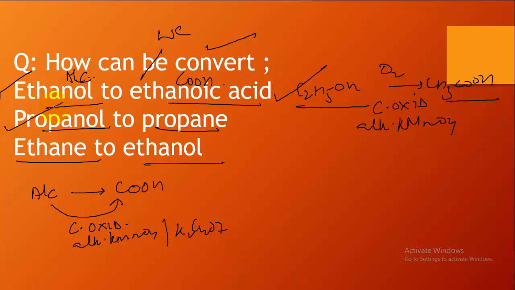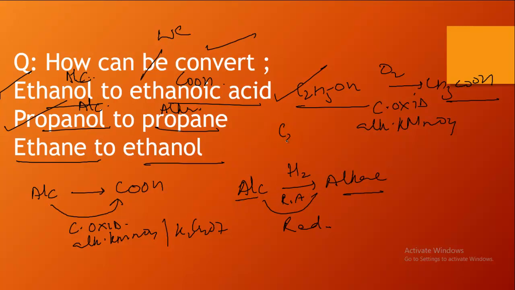Now let's take the second one. We have to convert propanol to propane. In general, it is alcohol to alkane. So how can we convert alcohol to alkane? Obviously, we can do it by carrying out reduction, which means the addition of hydrogen, in presence of a certain reducing agent. And the carbon atom remains the same.